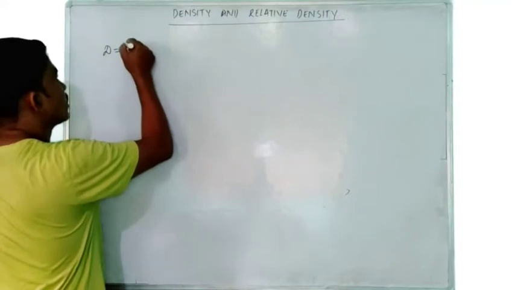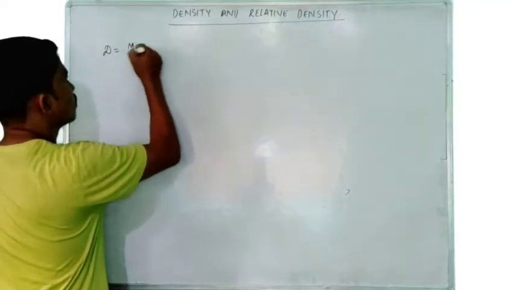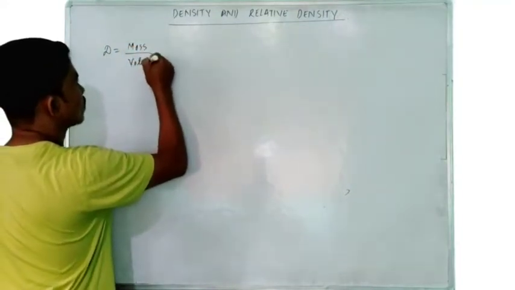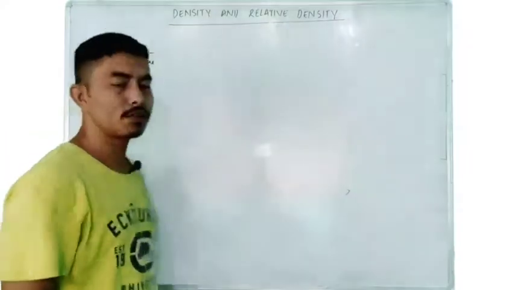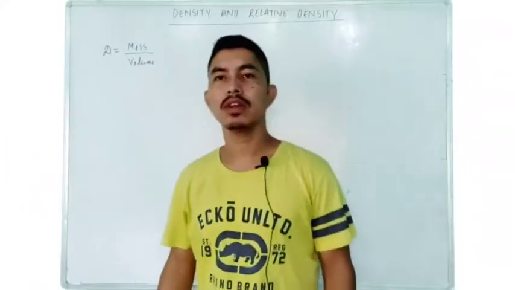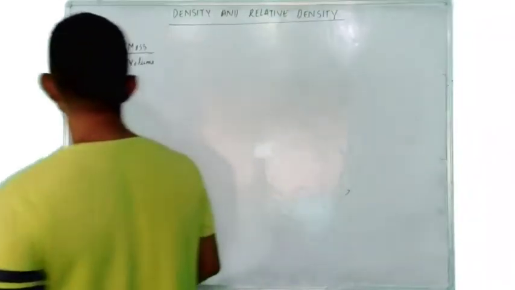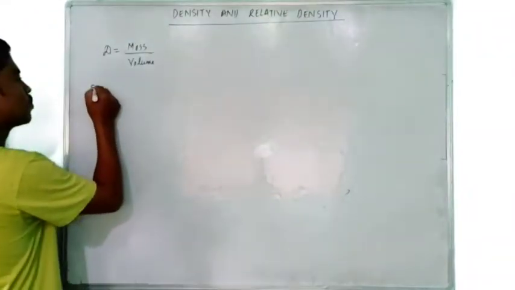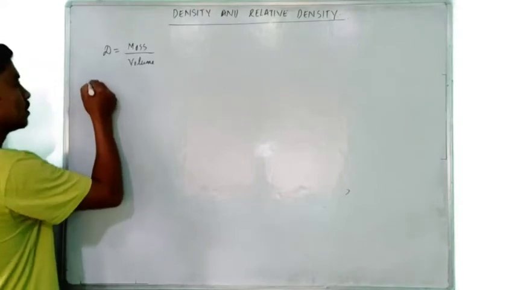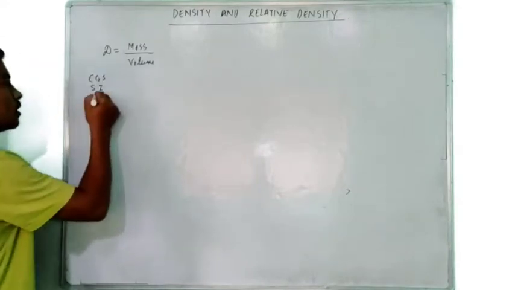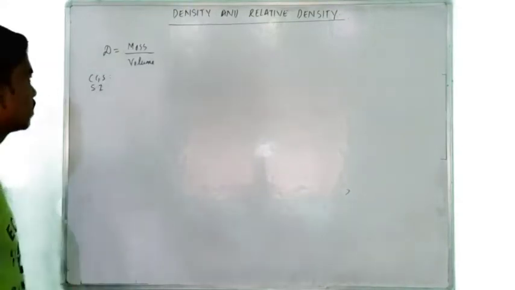So density is defined as the mass per unit volume. Okay, so the definition of density is very simple. So what is it? The density can be defined as the mass per unit volume. So now coming to the unit of density, we have two kinds of unit. One is the smaller unit, that is known as the CGS system, and the other is the larger unit, that is known as the SI system.